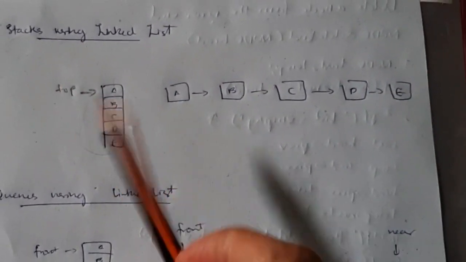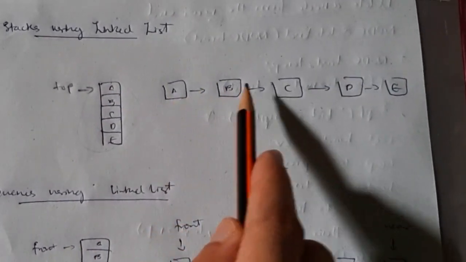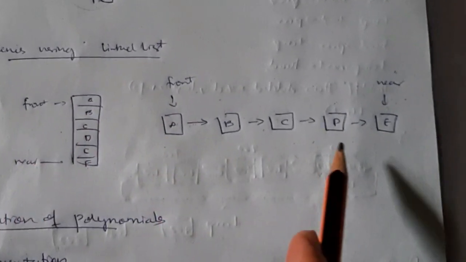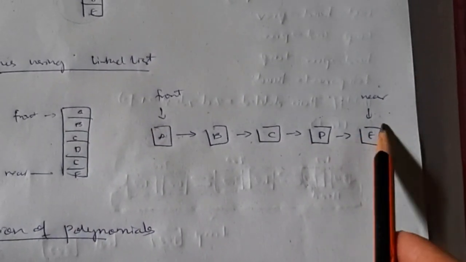Stacks using a linked list. This is the stack, right? If you have to represent this stack using a linked list, you will make each location a node, and it will be pointing to the next location here. That is a stack as a linked list. Queues also have the same thing, but in that you will have the front pointing to the first location and the rear pointing to the last location.